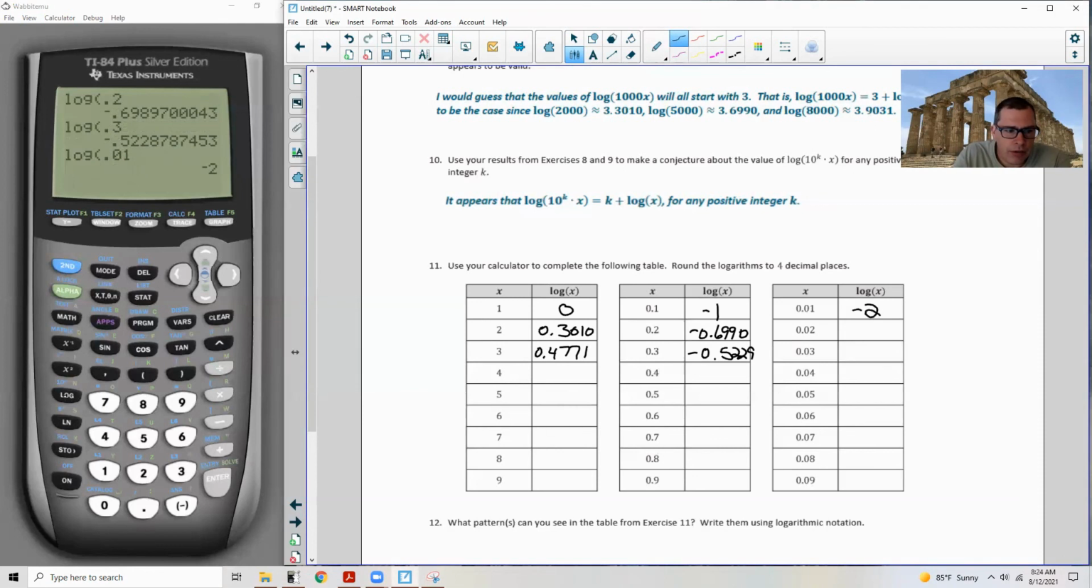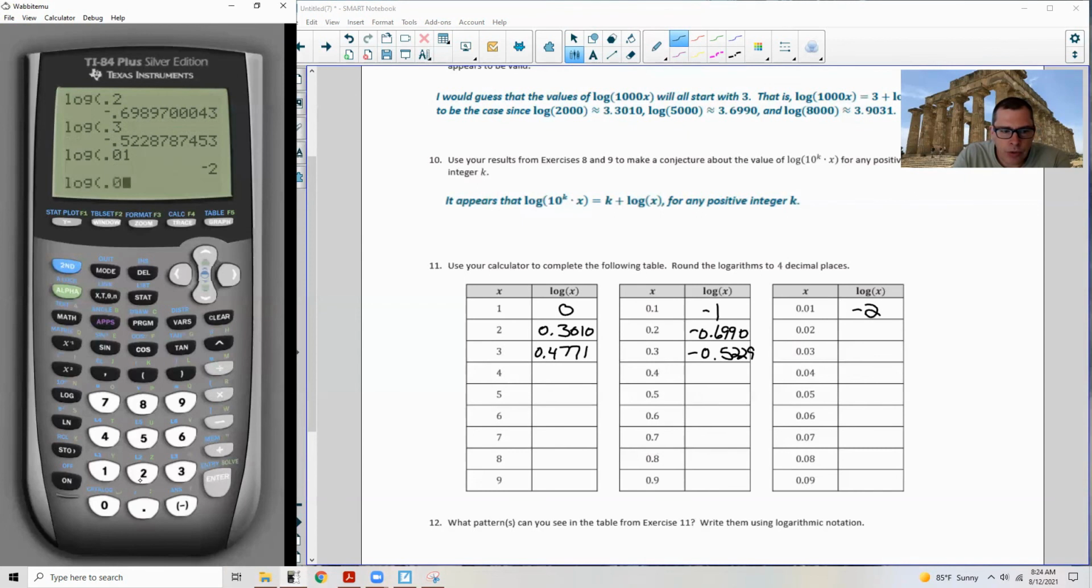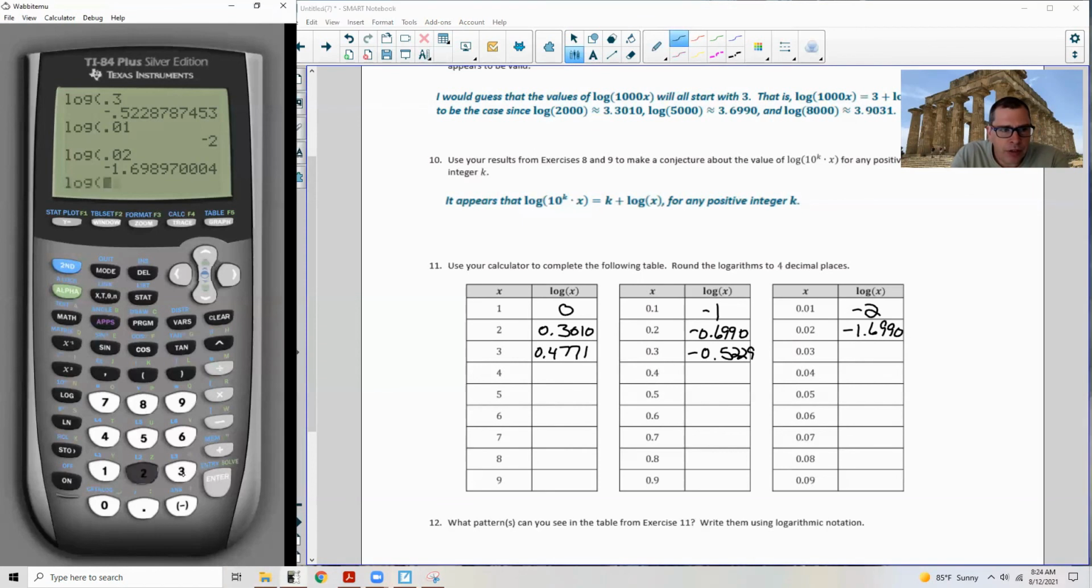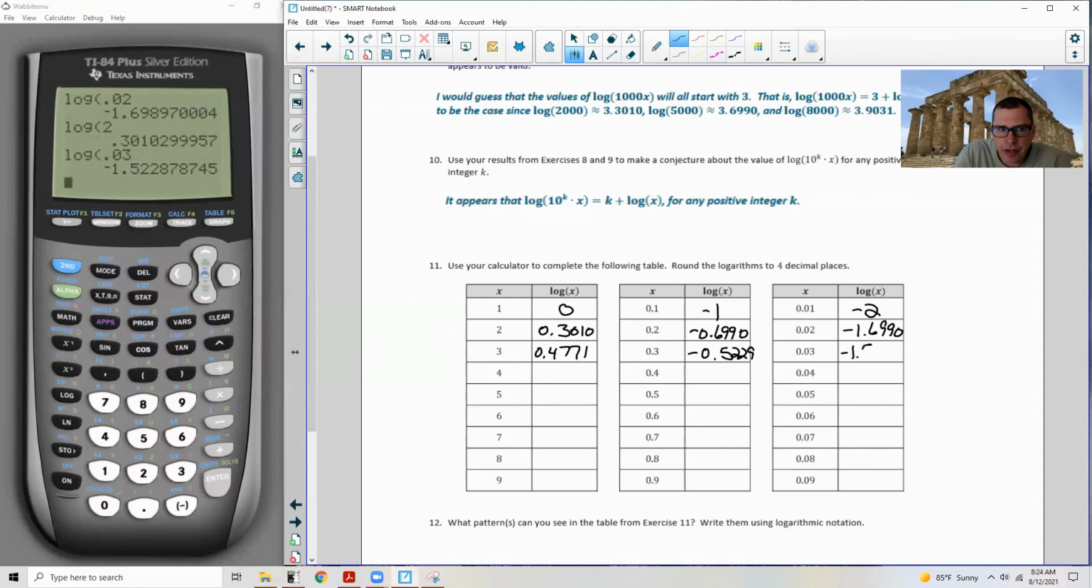The log of 0.02 is -1.6990. So the log of, did I do that first one right? The log of 2 is 0.30. Yes. Okay. Now let's do the log of 0.03. And the log of 0.03 is -1.5229. Okay, so I'm going to continue this and fill in this table.